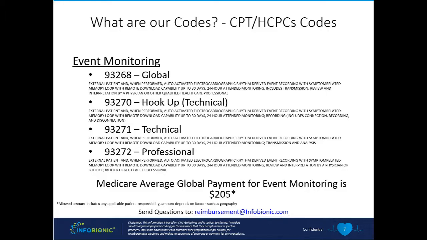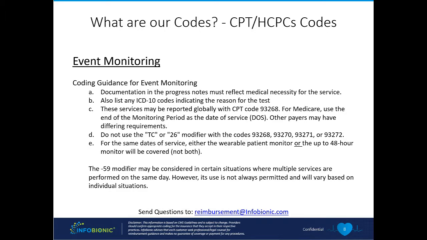And as with Holter, there is no financial difference between the global code and the sum of the piecemeal codes. So do not use the global and the piecemeal codes. Use one or the other. Additional requirements are largely similar to Holter as far as documentation, medical necessity documentation, ICD-10 reporting. Do not use the TC/PC 26 modifiers, and can be reported globally with procedure code 93268.